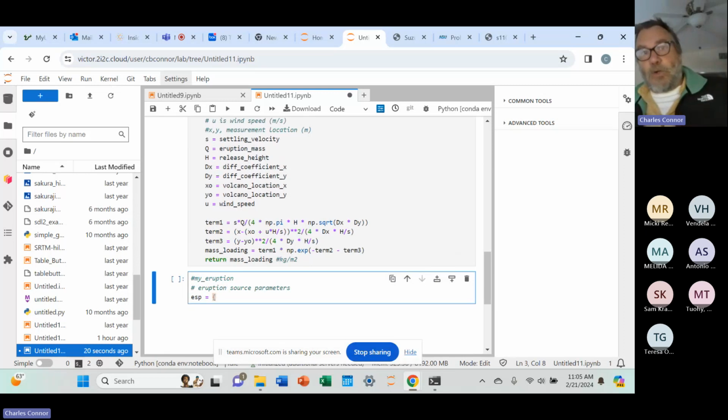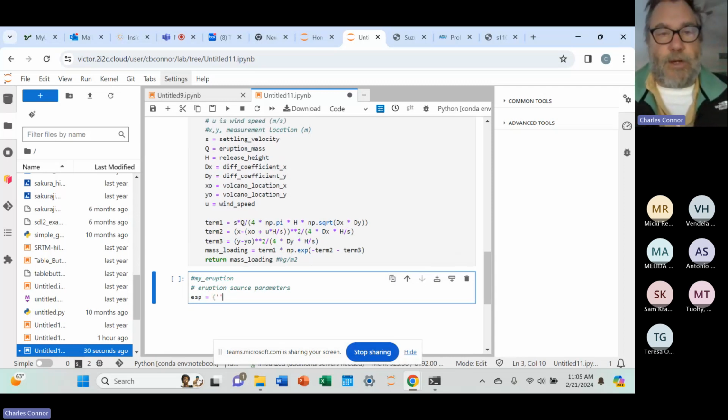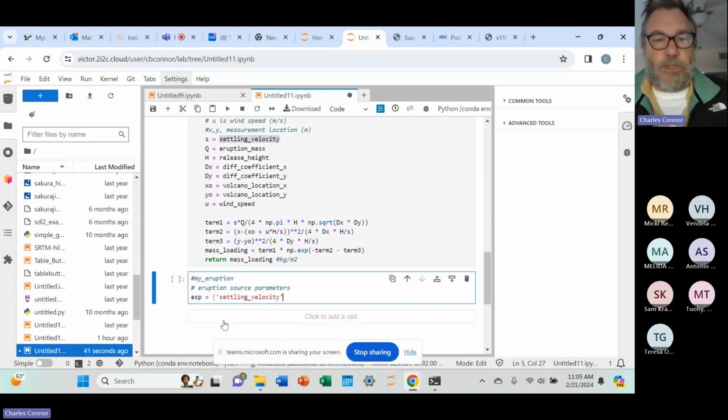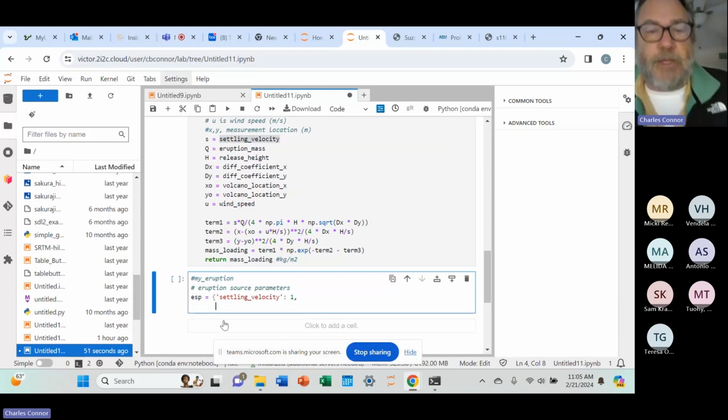And I'm going to define it in this way. I'm going to use keywords to define these variables. And this is going to show you why I went to all that effort before to define these words up here. So I'm going to take settling velocity, and I'm going to copy it inside this quote, and then I'm going to put a colon here, and then I'm going to put a value, 1. I don't know what it is. 1 meter per second is my settling velocity in this particular example. And I'm going to do the same thing with these other eruption source parameters.